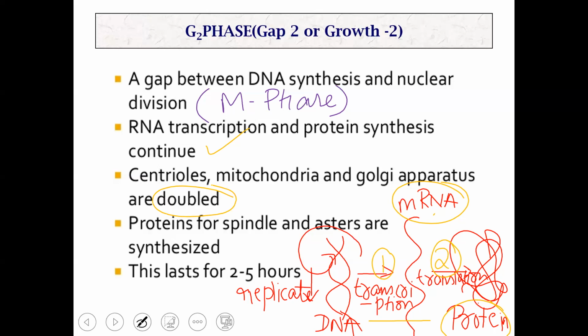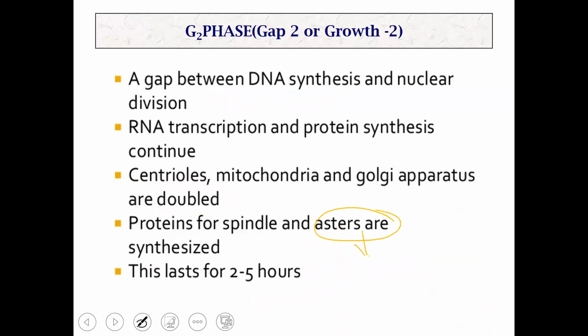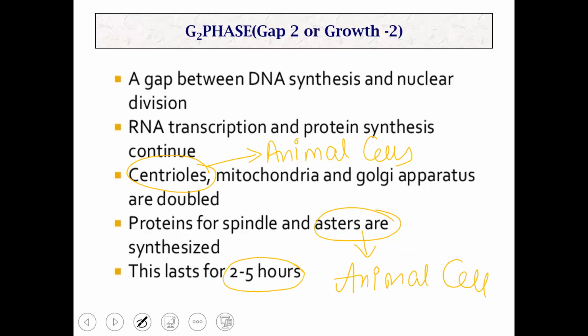Basically, the proteins which help in the synthesis of spindle fibers are going to be made here, and asters are going to be synthesized. The asters are synthesized only in animal cells. Likewise, centrioles are formed only in animal cells. And as we have to understand, the G2 phase is the shortest phase in interphase, lasting about 2 to 5 hours. Overall, out of 24 hours, 23 hours are spent in interphase, and the remaining 1 hour is spent in the M phase, which is also called the mitotic phase.